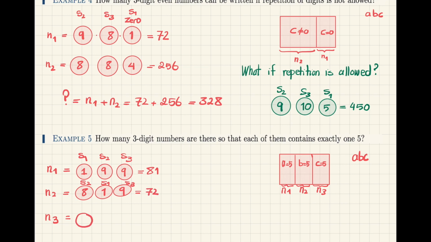In the third one, I change the stages again. I take this one as stage 1, this one as stage 2, and this one as stage 3. How many options are there for stage 1? Only one. For stage 2, I cannot put 5, so I have 9 options, and for stage 3 the only restriction is that I cannot put 5, so it becomes 72. The answer to this problem is the sum of these numbers, 81 plus 72 plus 72, which is equal to 225, and the answer is correct.